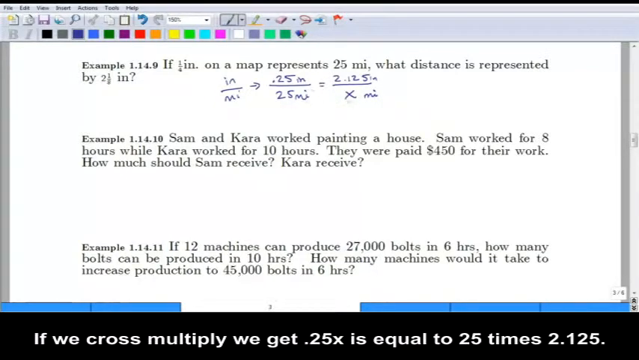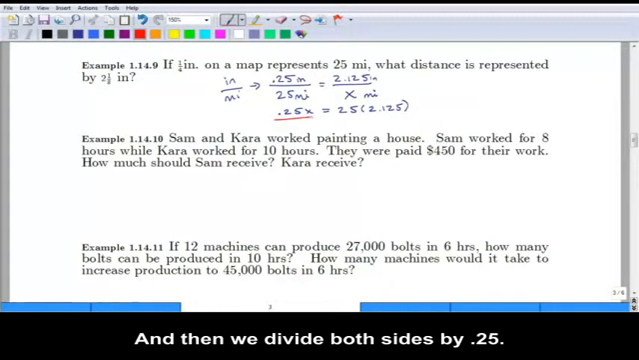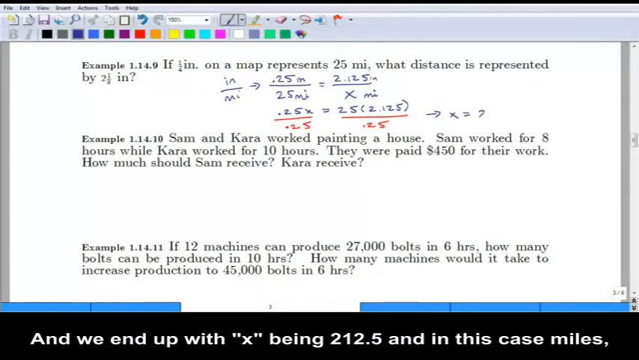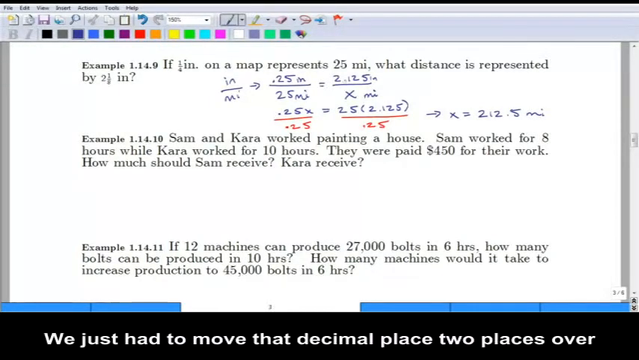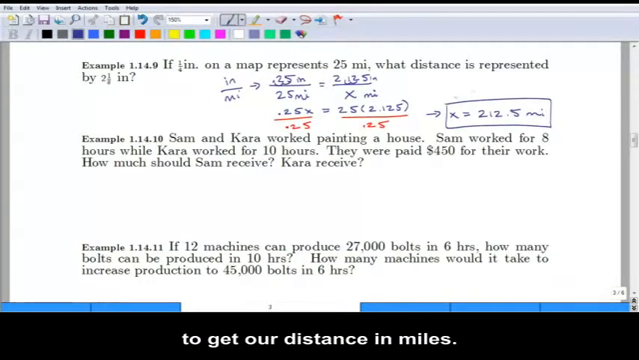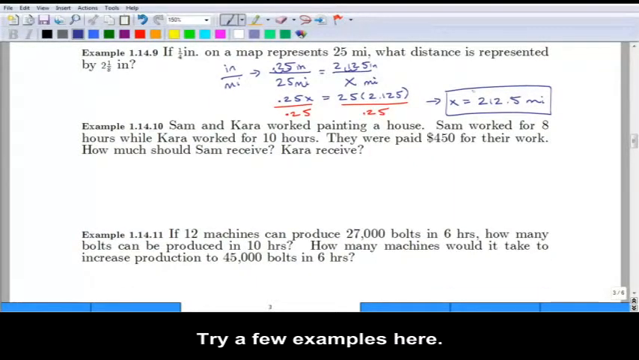If we cross multiply, we get 0.25x is equal to 25 times 2.125, and then we divide both sides by 0.25, and we end up with x being 212.5, and in this case miles, because that's the unit that x was in. And this makes sense. Again, we just had to move that decimal place 2 places over to get our distance in miles. Try a few more examples here.